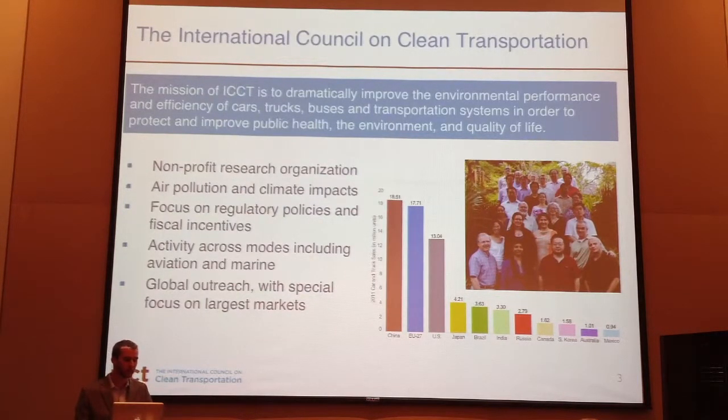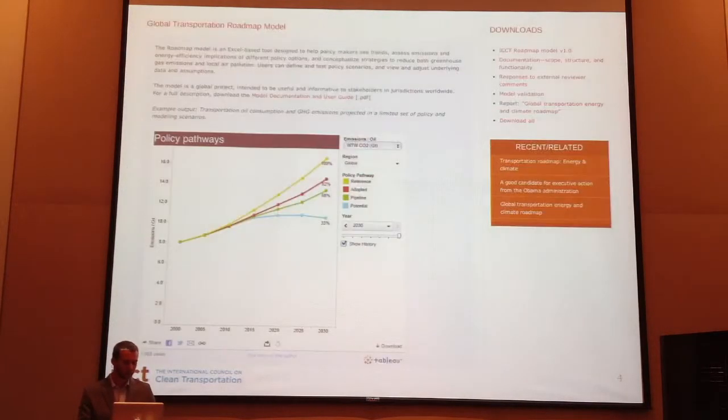We're a nonprofit research organization with the mission to dramatically improve the environmental performance of vehicles and transportation systems, protect and improve public health, the environment, and quality of life. We have a focus on both air pollution and climate impacts, and we look at regulatory policies for clean vehicles and fuels. We cover modes like aviation and marine, and our stakeholders include government agencies and major vehicle markets that account for 85% of new vehicle sales, including China, India, the US, EU, Brazil, Mexico, and others. Our audience includes multilateral institutions, NGOs, media, foundations, and civil society.